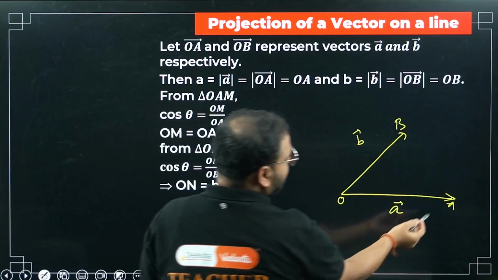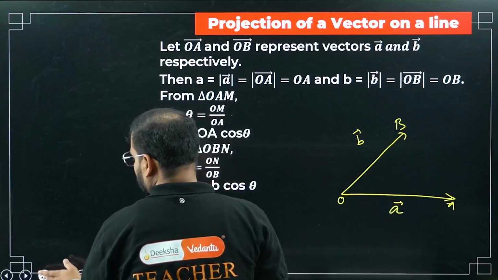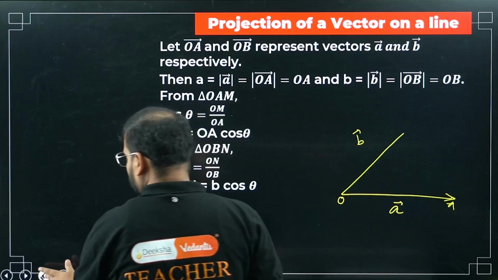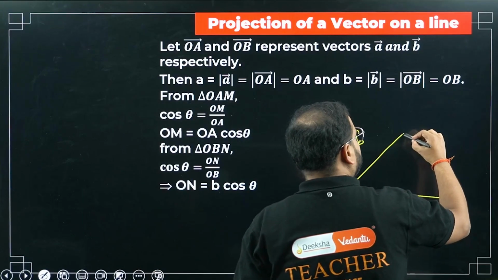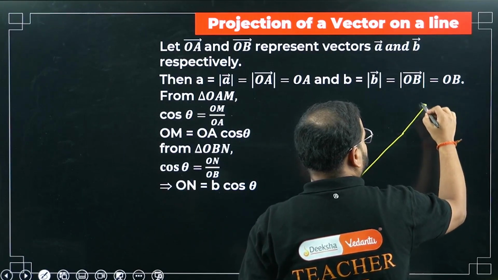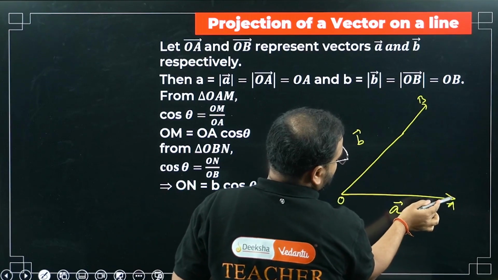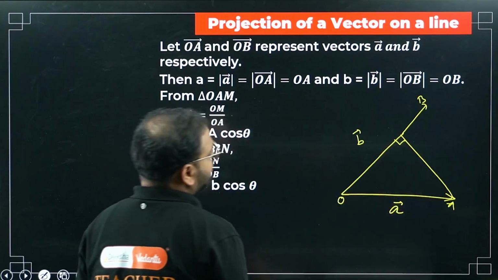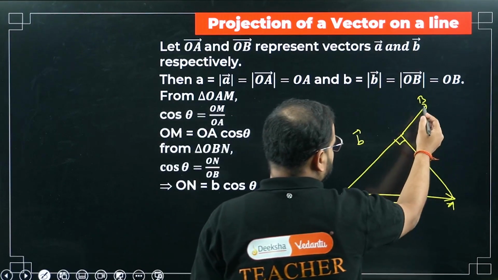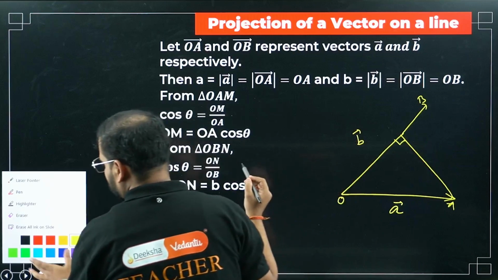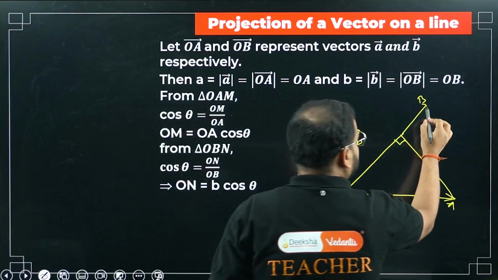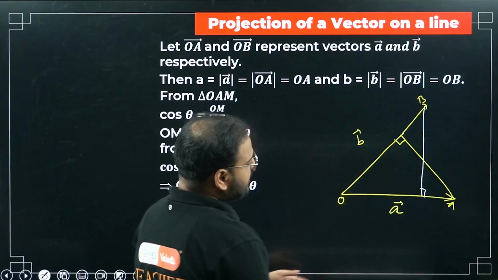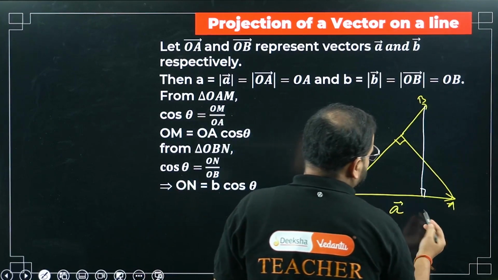Then the projection of A on B will represent what? Have a look. I'll try to draw the vector B a little longer. The projection will look like this. For vector B, you're going to get this as a projection. This is the projection for vector OB, or vector B, on the line OA. So these are the two points.